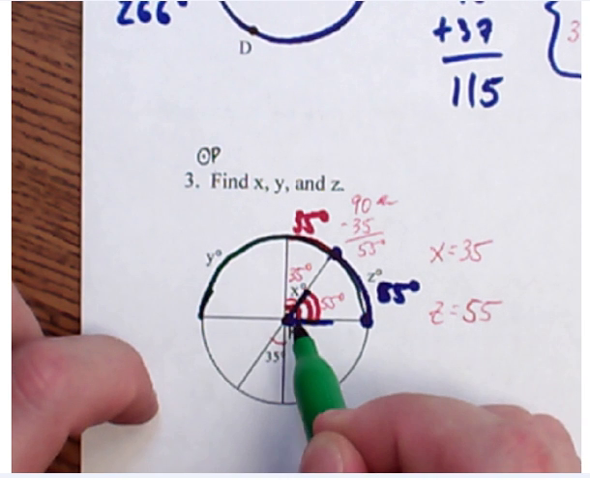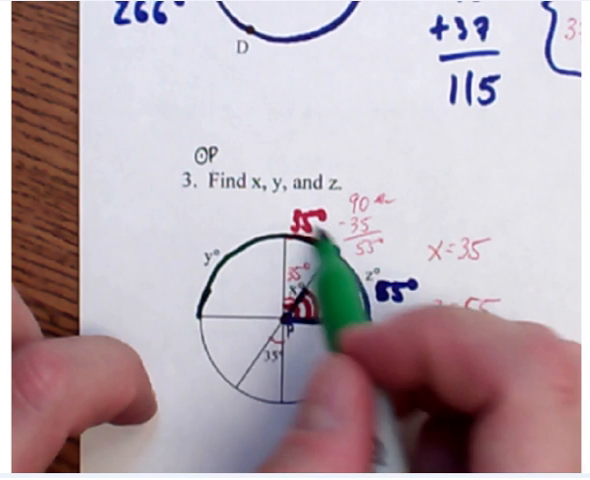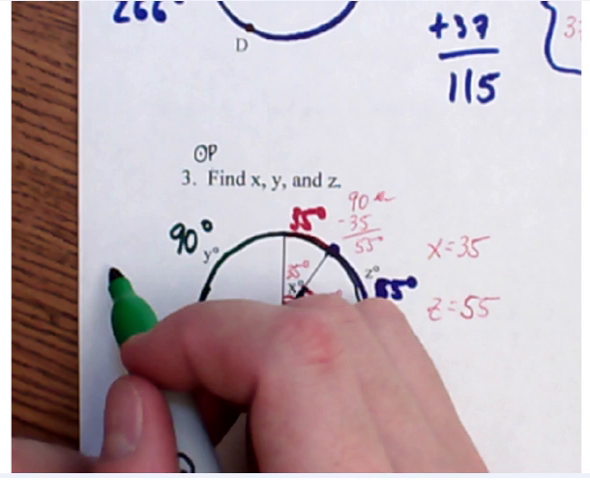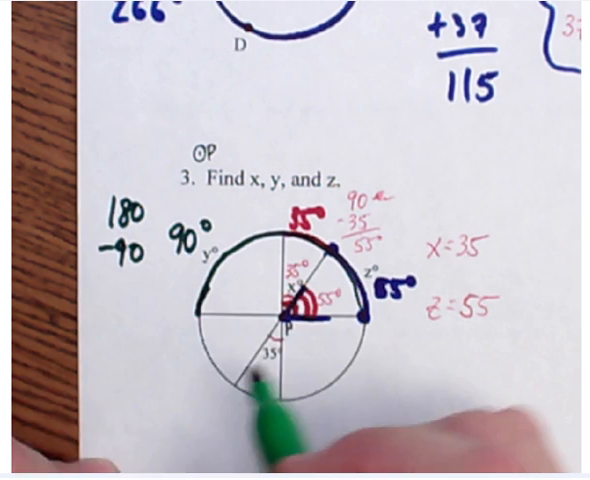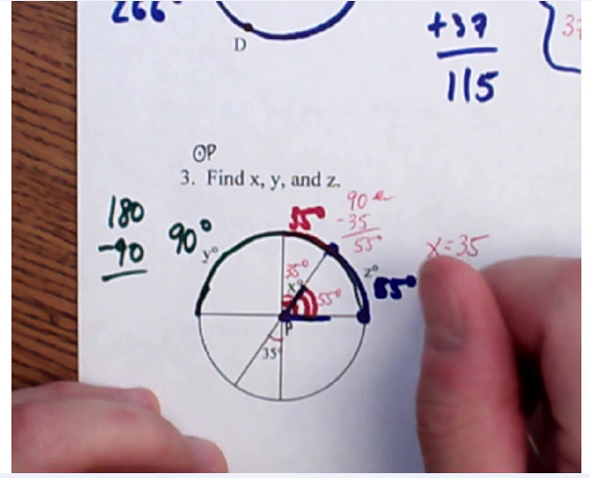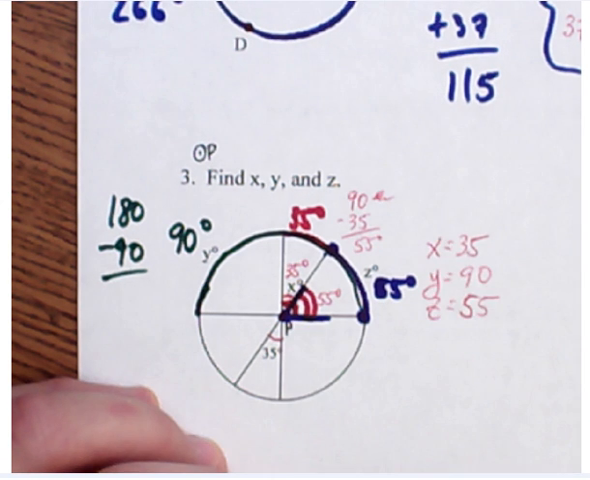A semicircle is 180. So if you add these up, you get 90, which means that this is what's left over. 180 minus 90 equals 90 degrees. So your answer is, Y equals 90.